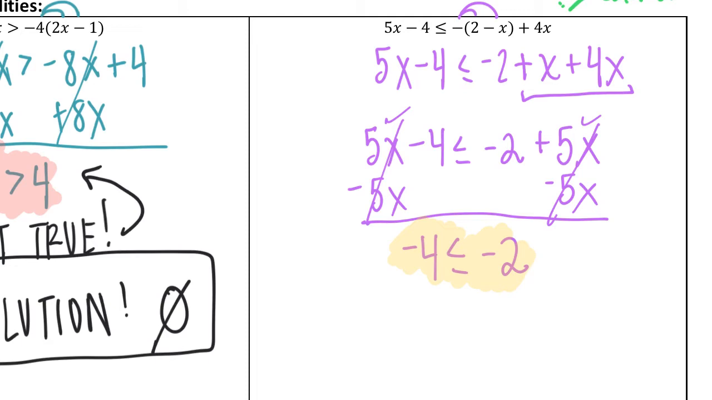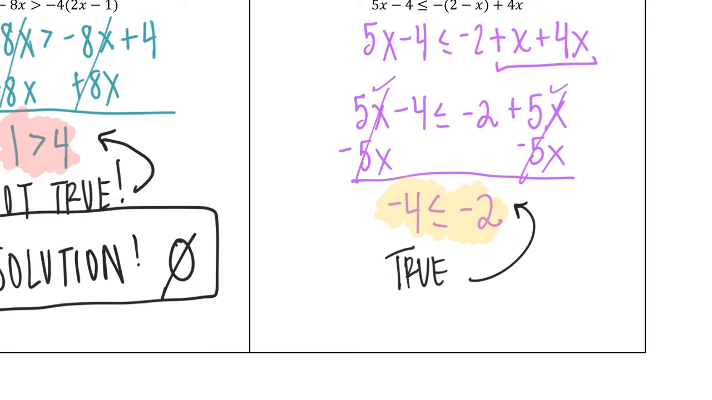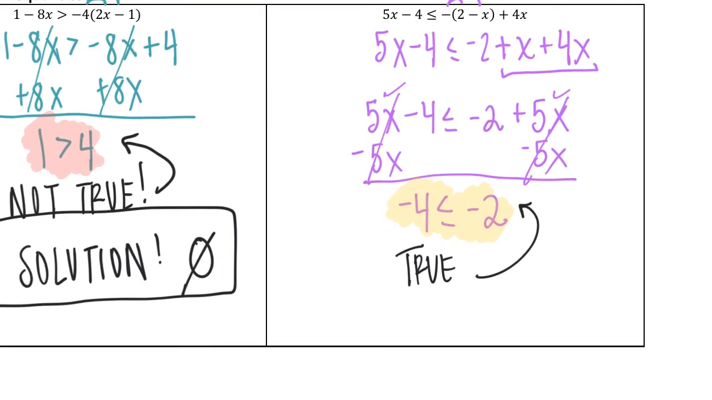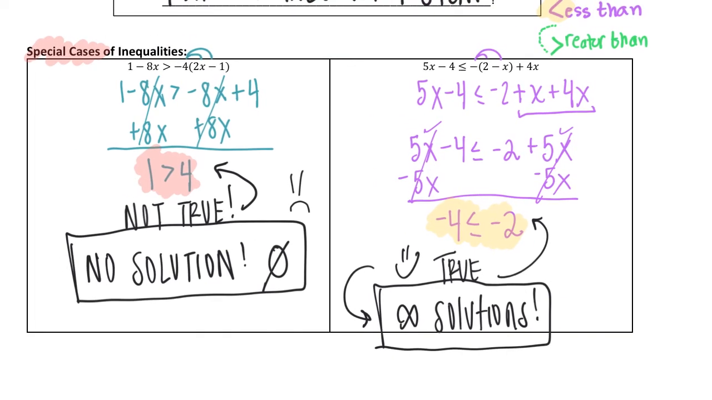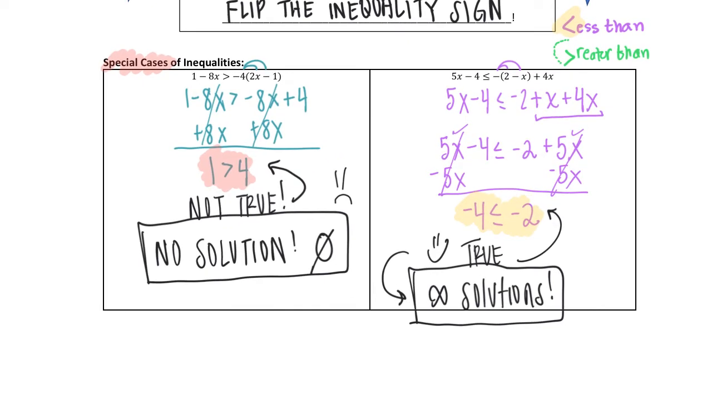Is -4 less than -2? Yes. This is a true statement. Since it is a true statement, that means that any number can be plugged in for x and the inequality would be true. There are infinite values for what x can be. So this is a case of infinite solutions. So, true statement, infinite. Not true statement, no solution. Those are your two special cases that you'll need to be familiar with.